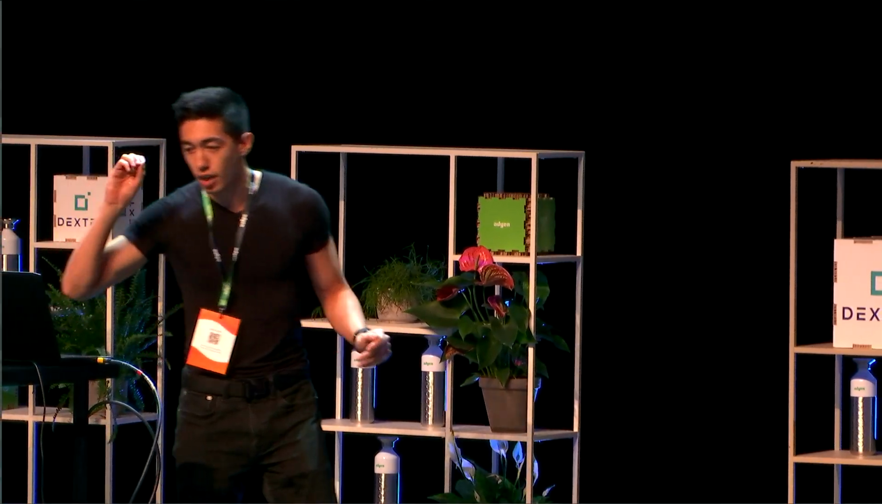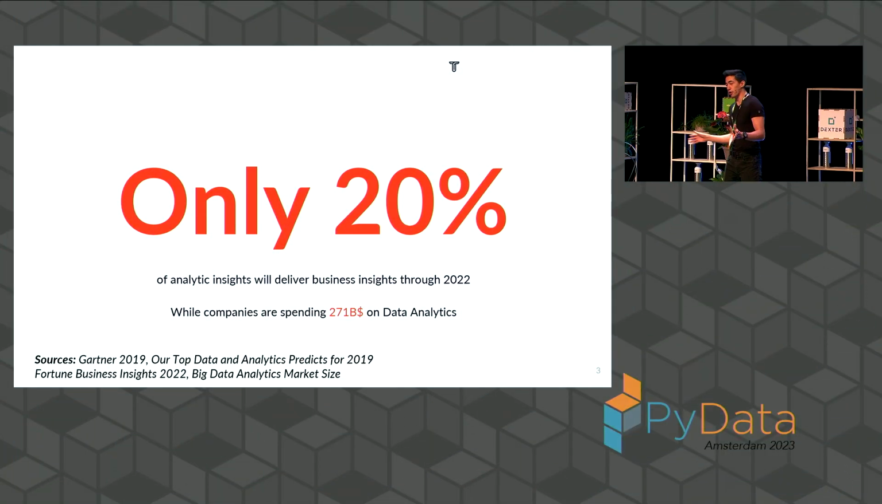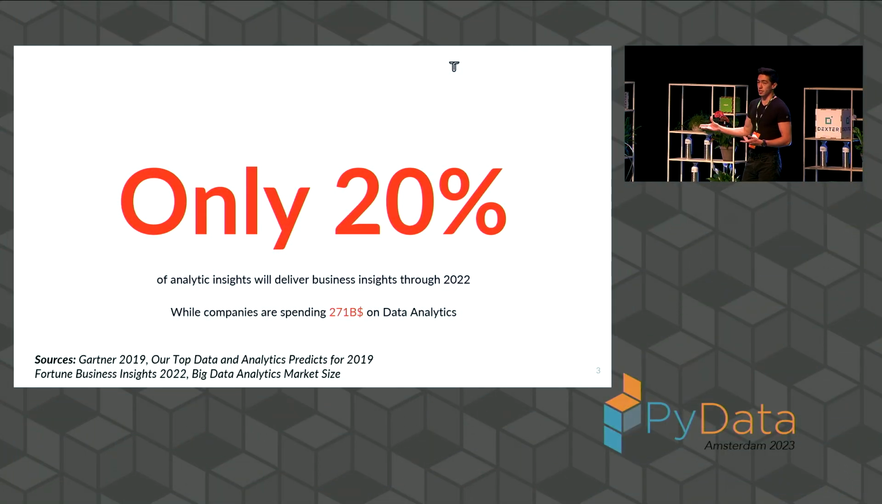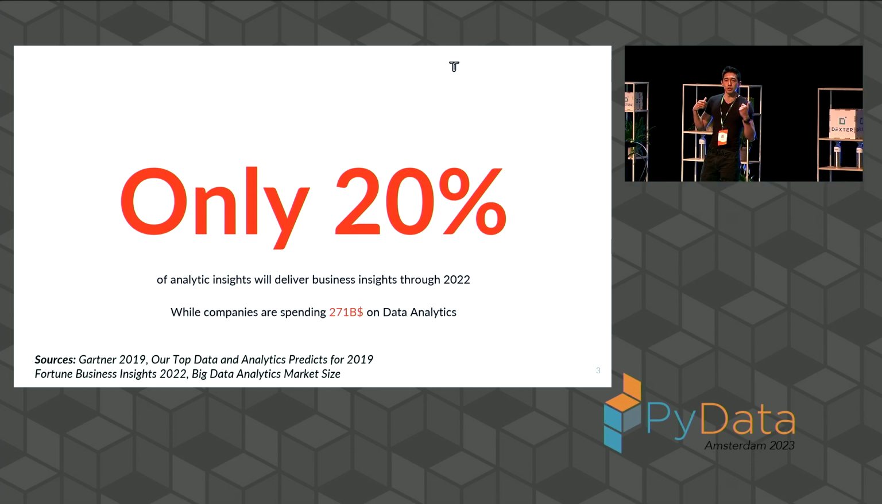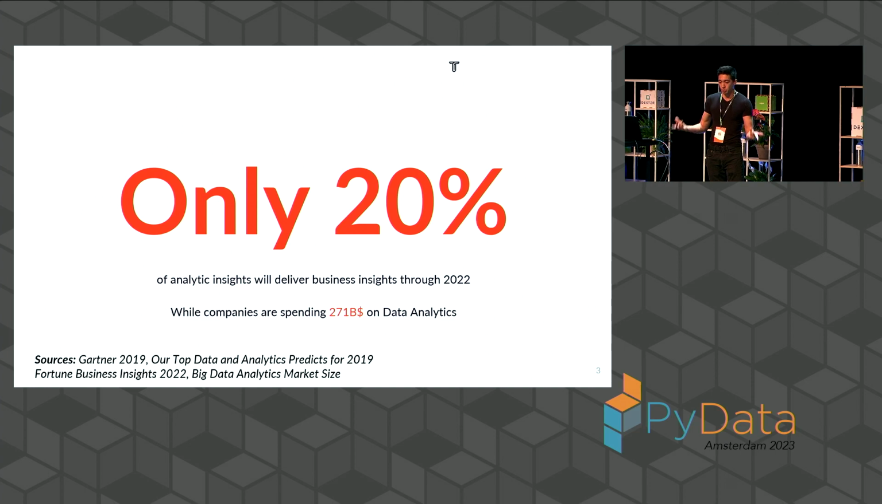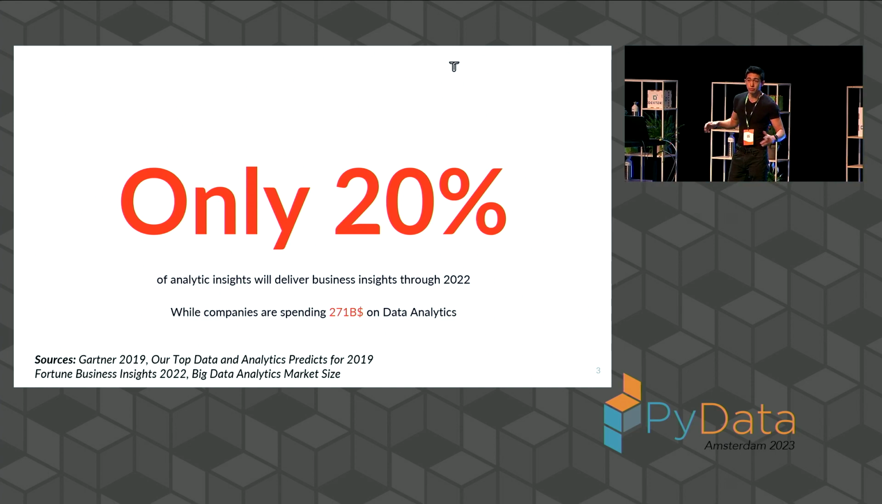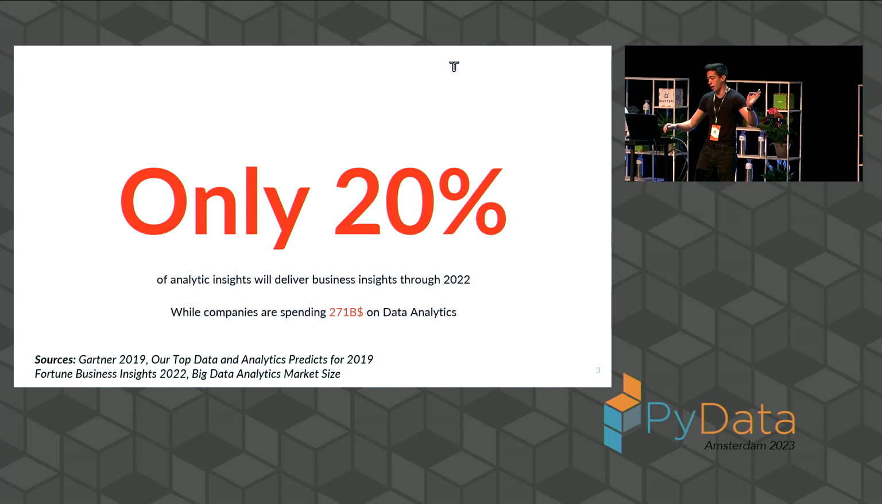The problem. In 2019, Gartner released a study where they predicted that only 20% of data analytics projects would actually deliver results. That's extremely low, while companies are spending $270 billion on business intelligence. And that's the problem we wanted to tackle.